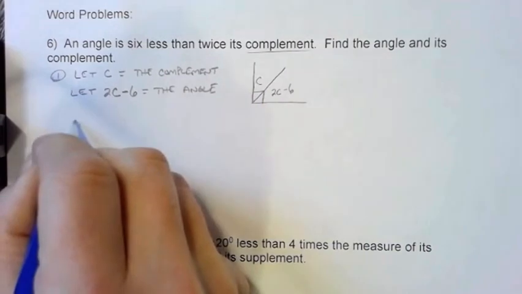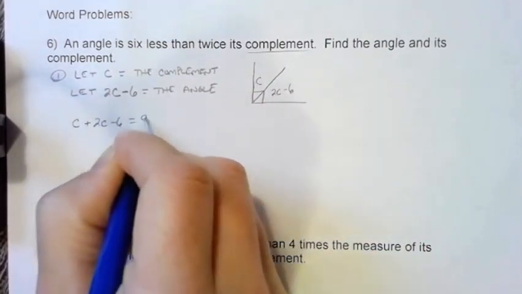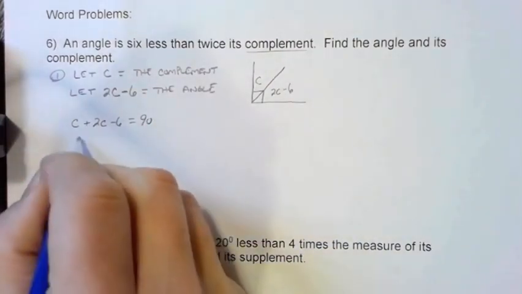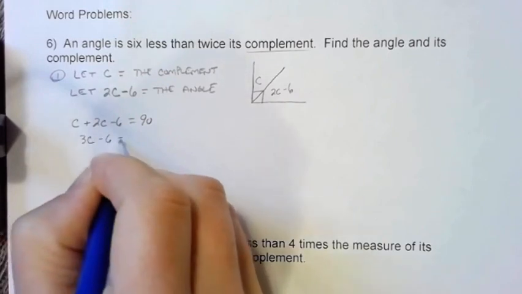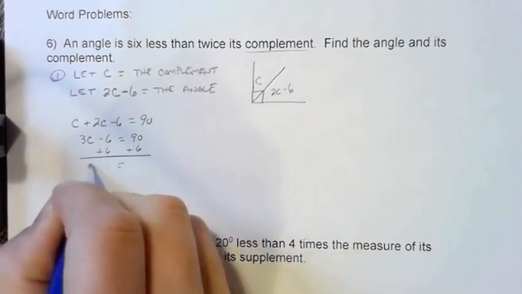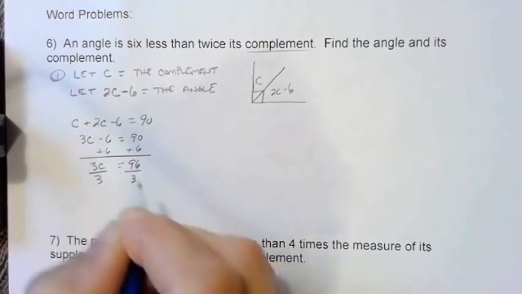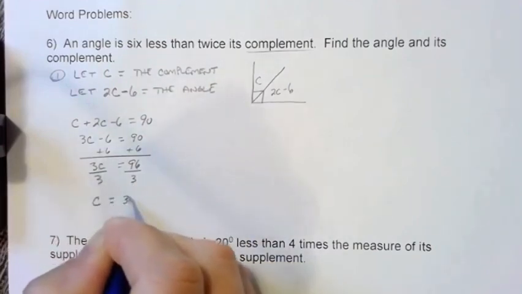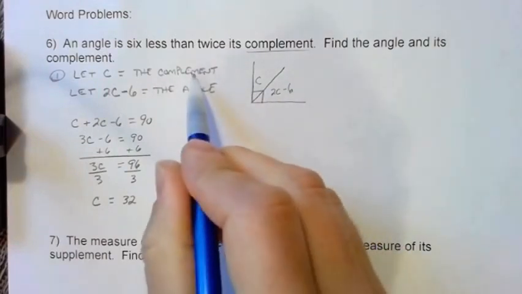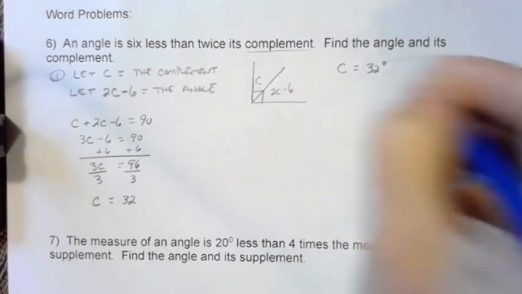So I'm going to take the angle labeled as C, and I'm going to add it to the angle labeled as 2C minus 6. Their measures together are 90 degrees. C plus 2C simplifies to make 3C minus 6 equals 90. And now I'm going to add 6 to each side. 3C is going to equal 96. And then if I divide each side by 3, that means that C is going to equal 32. All right, so the complement angle, this angle right here, C is going to equal 32 degrees.